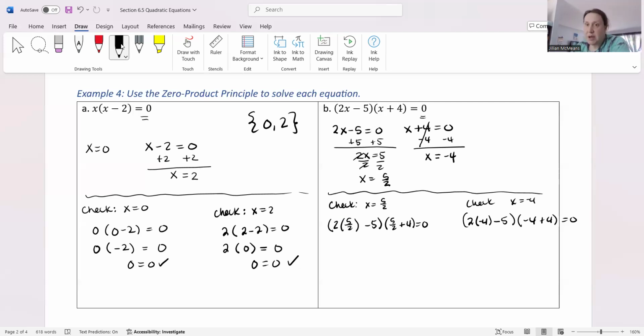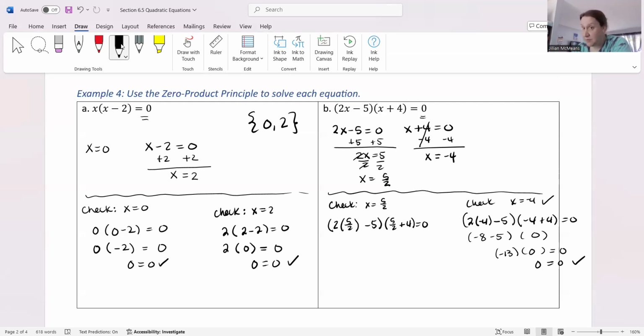Now, the first one's going to be kind of a little bit more difficult, so I'm going to start by checking x equals negative 4 first, just because it's going to be a little bit easier to work with. So we get 2 times negative 4 is negative 8. And then negative 8 minus 5 is negative 13. Negative 4 plus 4 is just 0. So then negative 13 times 0 equals what? Well, it equals 0. So we get 0 equals 0, which is true. So that tells me x equals negative 4 absolutely satisfies this equation. It gives me a true statement.